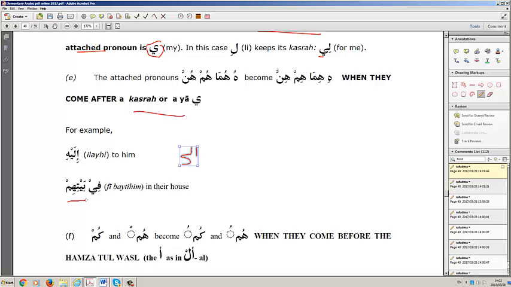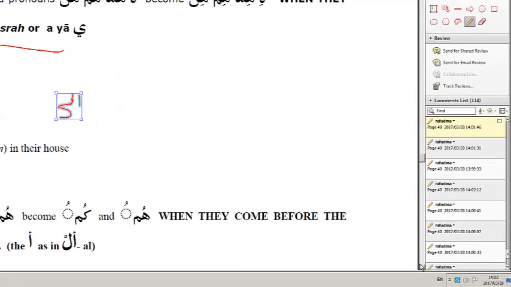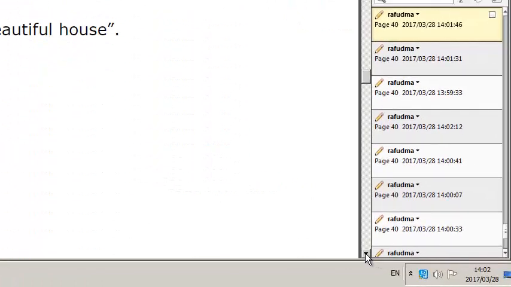And similarly, fi baytihi, in his house. This is a preposition with a ya there, and it becomes fi baytihi. So these are some of the anomalies you should just be aware of.